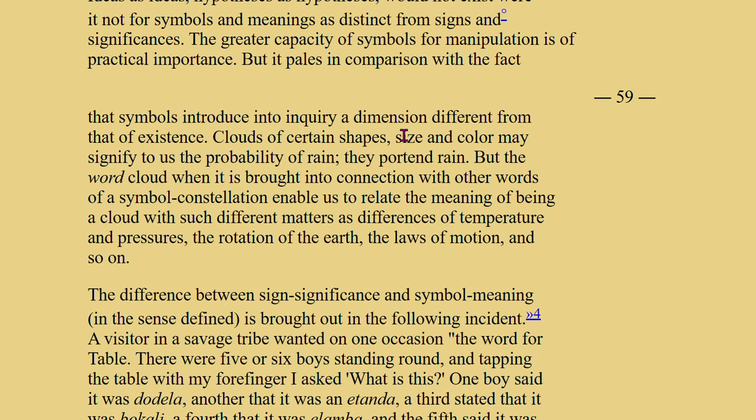Clouds of certain shapes, size, and color may signify to us the probability of rain. They portend rain, right? So that's talking about the significance of signs. Clouds are existences, so they can function for us as signs indicating other possible things, like rain in this case. But the word cloud, when it is brought into connection with other words of a symbol constellation, enables us to relate the meaning of being a cloud with such different matters as differences of temperature and pressures, the rotation of the earth, the laws of motion, and so on.